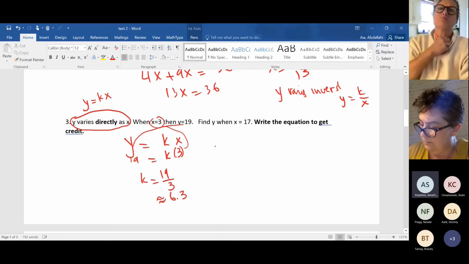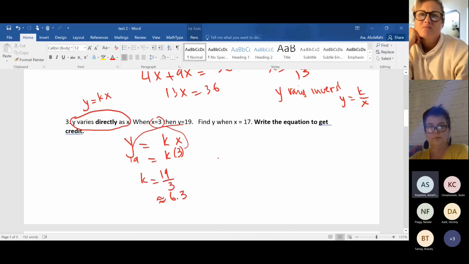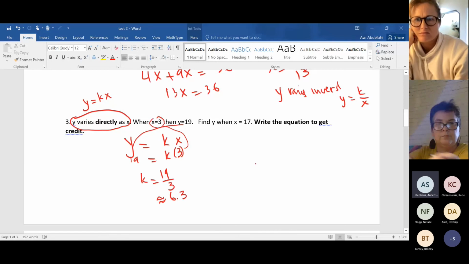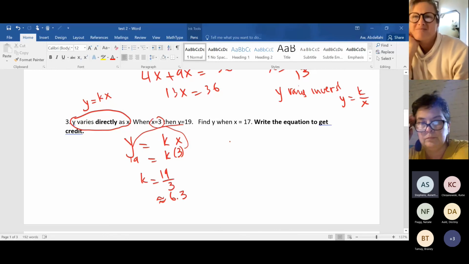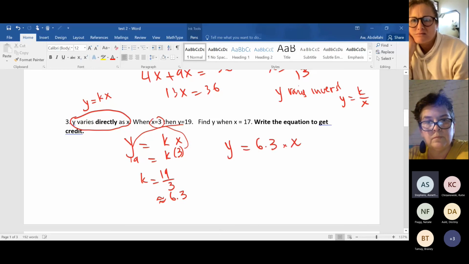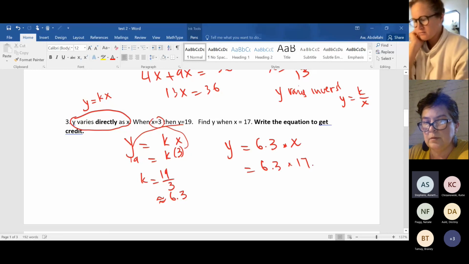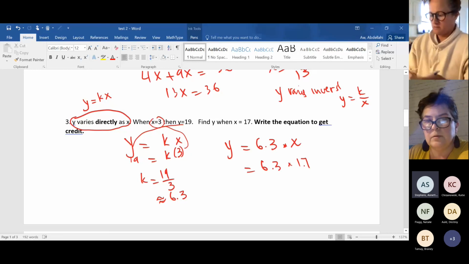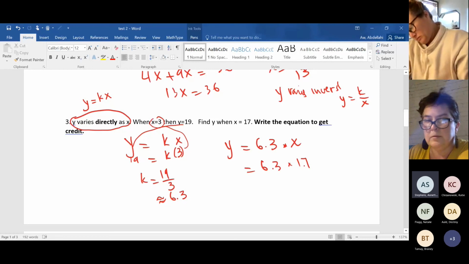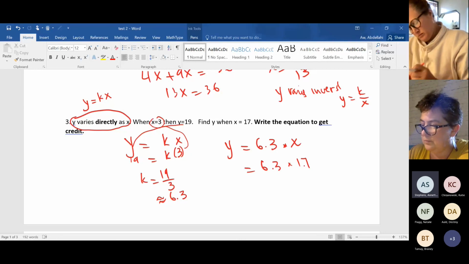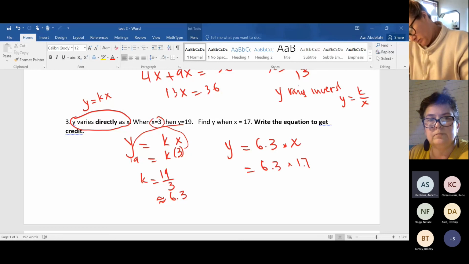All right? So now what I do, find y when x is 17. So I have y equals 6.3 times x. So now if x is 17, y is going to be 6.3 times 17. That's it. So again, we just want the students to remember what varies directly means, what varies inversely means, etc. This is what we want.